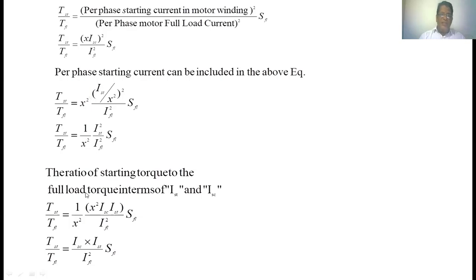So the three expressions are the same. The first expression represents the starting torque to the full load torque in terms of the standstill current and full load current. The second expression represents the starting torque to the full load torque in terms of the starting current taken by the induction motor with the auto transformer and the full load current taken by the induction motor. The third expression represents the starting torque to the full load torque in terms of the standstill current and the starting current taken by the induction motor at the time of starting with an auto transformer.